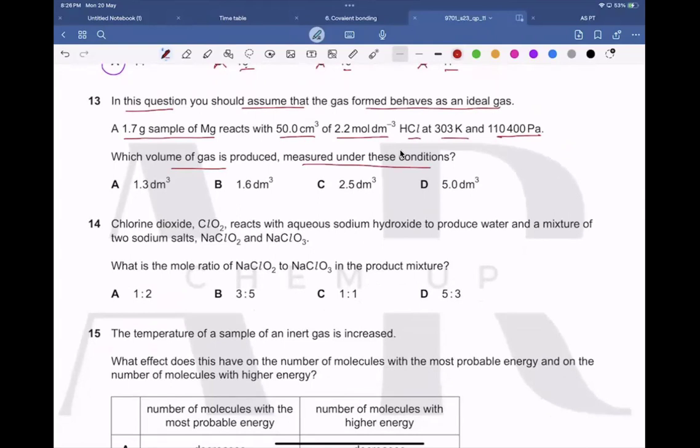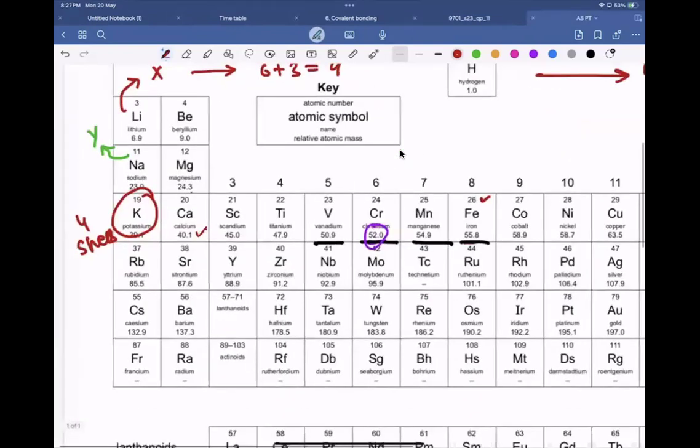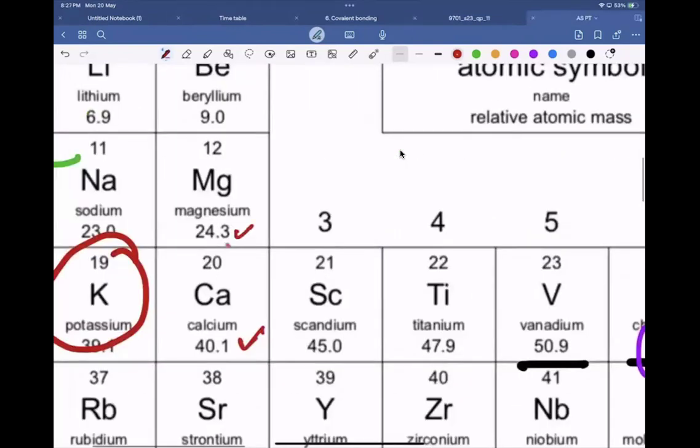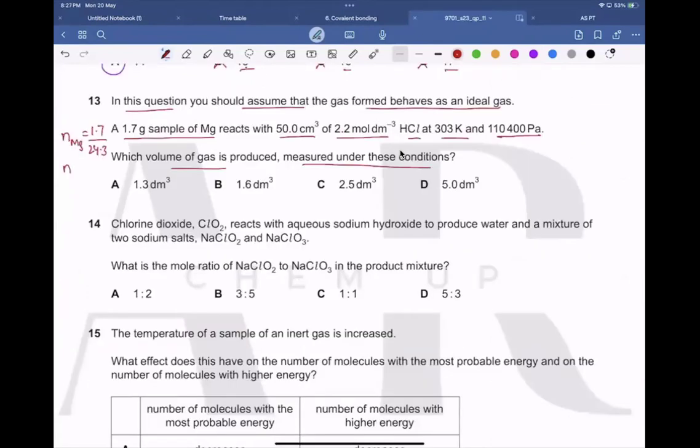Can anyone help me find the moles of magnesium? For moles of magnesium, we divide this mass by 24.3, that is the relative atomic mass of magnesium, see 23. So can anyone tell me the moles of magnesium? What moles of magnesium am I getting? It's 0.0699. Okay. So these are the moles.